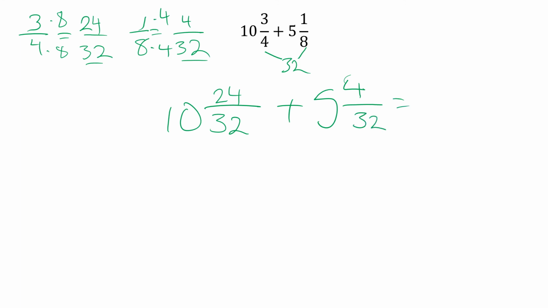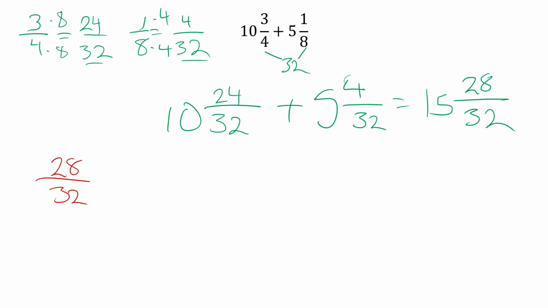And now we add. 10 plus 5 is 15. 24 plus 4 is 28. Keep your denominator, and we're done. Now, our two big questions, is this fraction improper? 28 over 32. It's not improper. Can we reduce it? Yes, we can reduce 28 over 32.